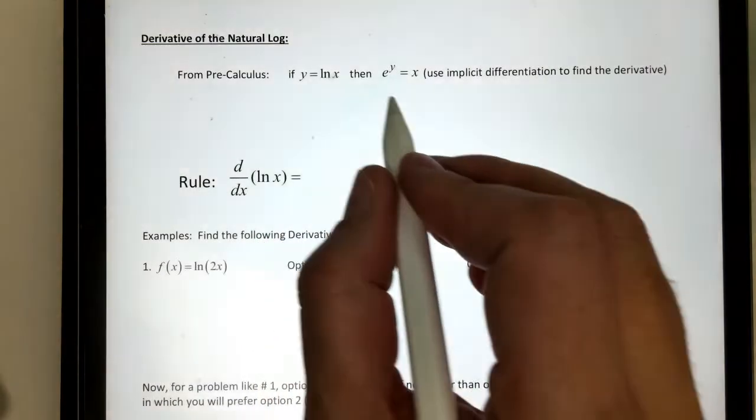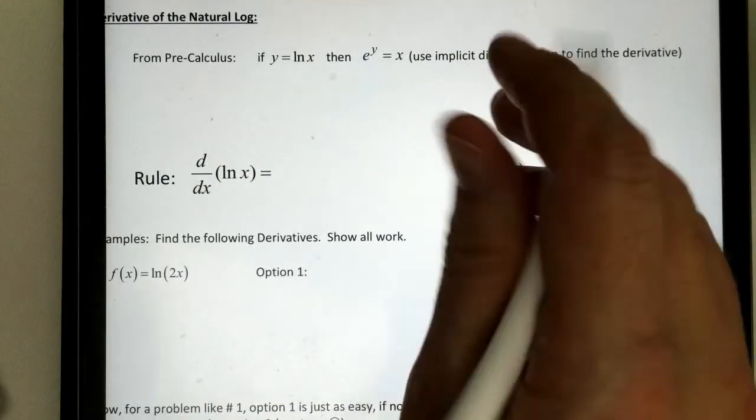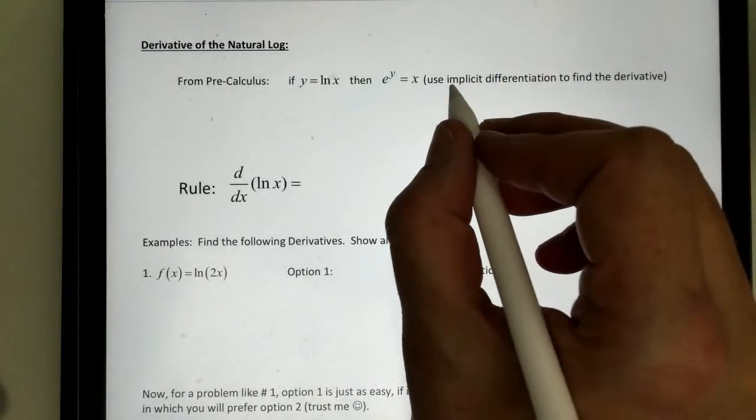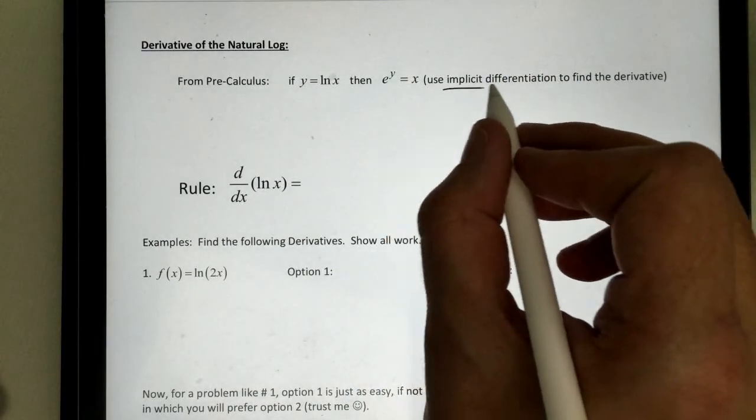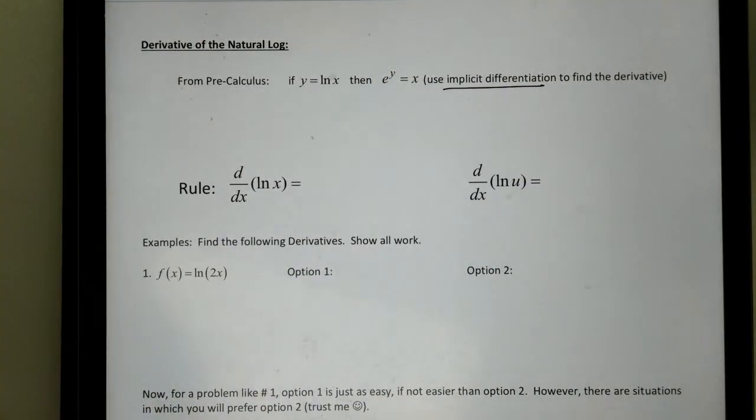To find the derivative of the natural log of x, we're not going to prove it in this video. To do that we would be using implicit differentiation, but we're not quite there yet, and we would need to know the derivative of e to the x. We haven't talked about this yet, so we'll talk about that in a future video.